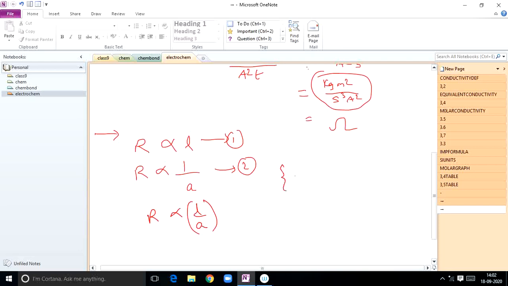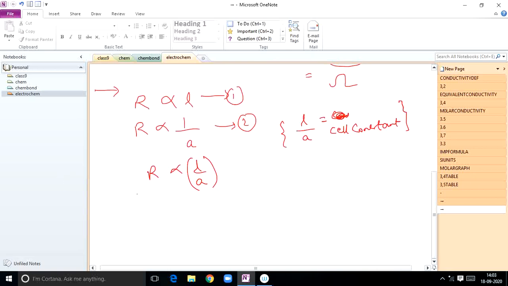See students, here length by area of cross section, L by A, is termed as cell constant. So while doing numericals, sometimes they will ask you to calculate cell constant. So cell constant is nothing but the ratio between length and area of cross section. So resistance of a conductor is directly proportional to cell constant, right? If you remove the proportionality symbol, you will get R is equal to rho L by A. This is the formula for calculating the resistance of a conductor.